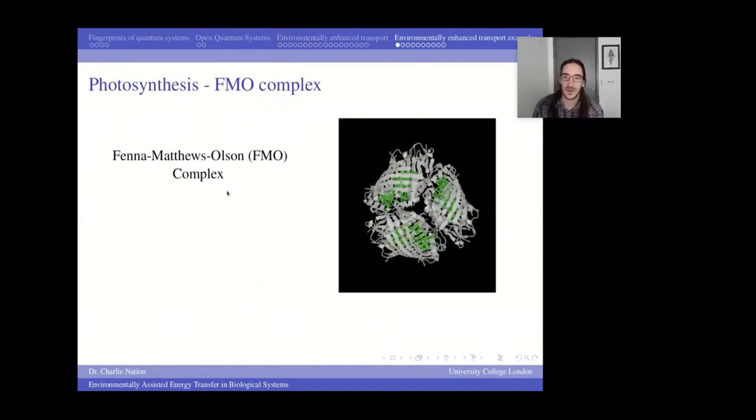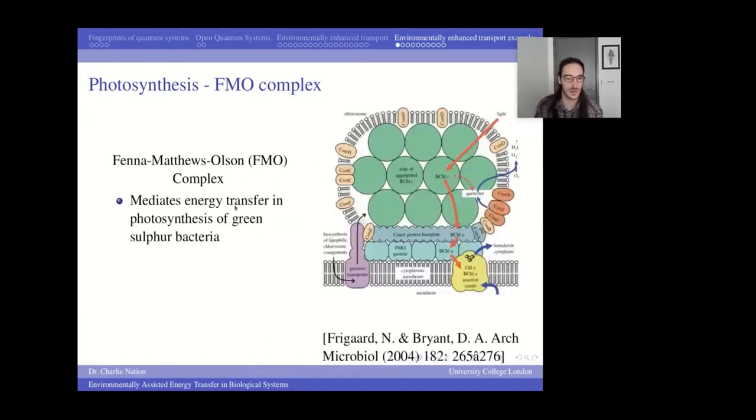So in the final part of this, I'll describe the Fenna-Matthews-Olson complex and some applications of the simple mechanisms that we've just discussed into realistic systems. So the Fenna-Matthews-Olson complex very much acts in this role of transferring excitation energy. I'm sure some of you will know much better than me on its biological function, but it is something that acts in green sulfur bacteria and very much in the role of an excitation energy transporter.